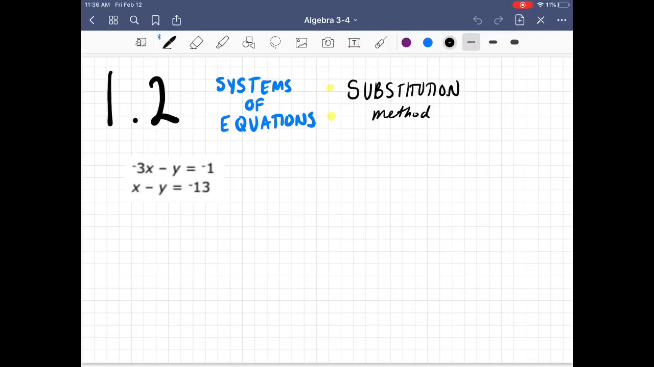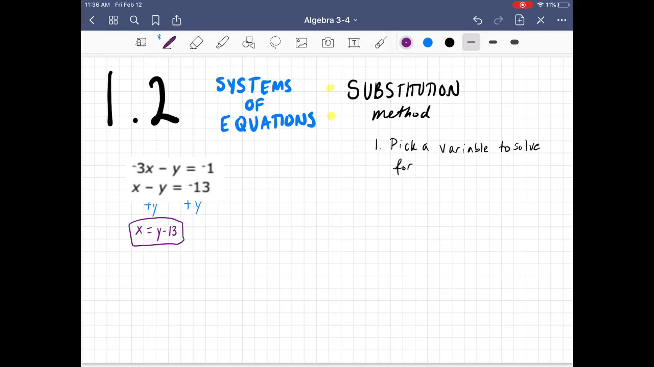For the substitution method, I'm going to take a little longer to explain this one again. I think it's a little harder than the elimination, so I'll just walk through each step as we go. First, let's pick a variable to solve for, and we always want to pick one that looks a little easier to solve for. I'm looking at that second equation. It looks like it's going to be pretty easy to solve for x because I just need to add y to both sides. That would be a super quick way to solve for x, so I'm going to do that. So I have x equals y minus 13.